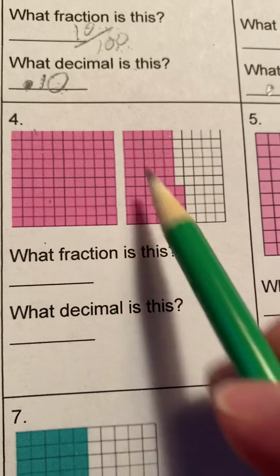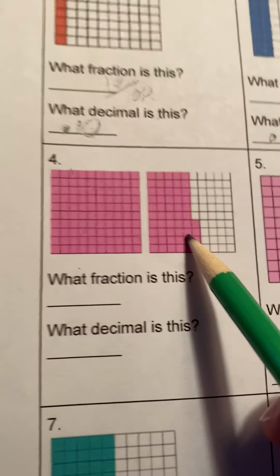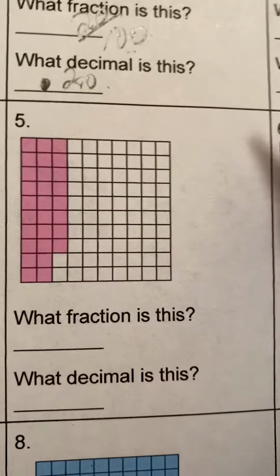Okay. Now, this one is a little weird. It's got a whole number and it's got another part of another one. So this one's actually going to end up being a mixed number. We're not going to worry about that one for right now. That's for another date, maybe even another year. All right. Go on to number 5.